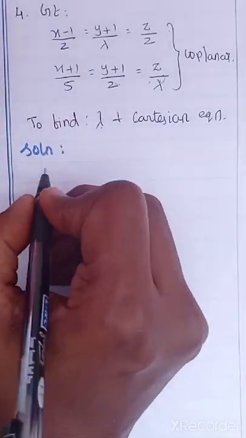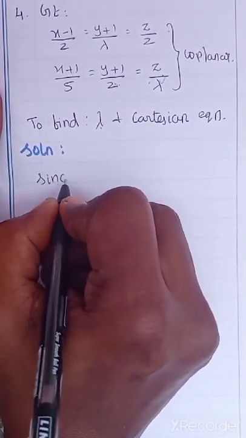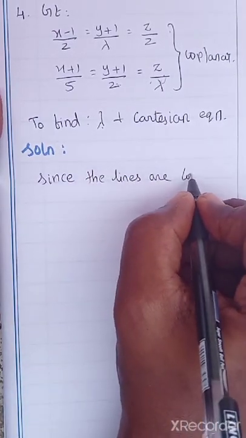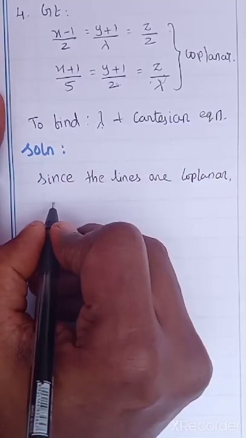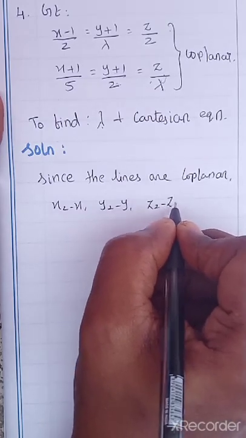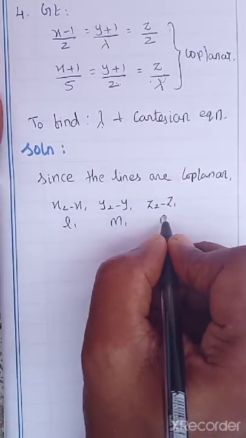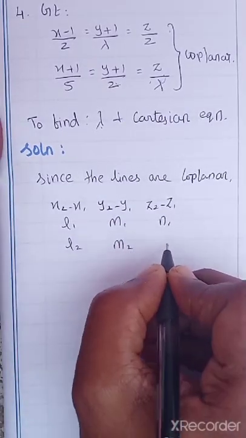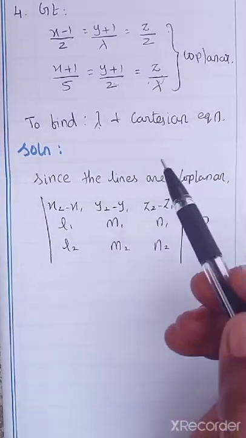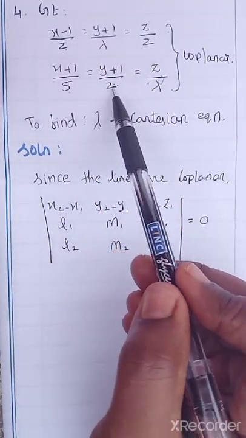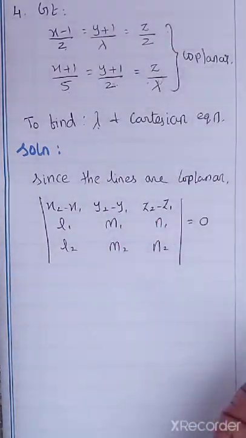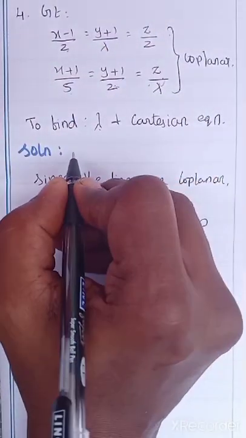And what they have said is that it is coplanar, right? So since the lines are coplanar, what is the condition? The determinant with rows x2 minus x1, y2 minus y1, z2 minus z1; L1, m1, n1; L2, m2, n2 is equal to 0. Correct? Okay. What are your L1 m1 n1, L2 m2 n2? This is your x1 y1 z1, x2 y2 z2. So we have to subtract this one. We can take the points here, right?